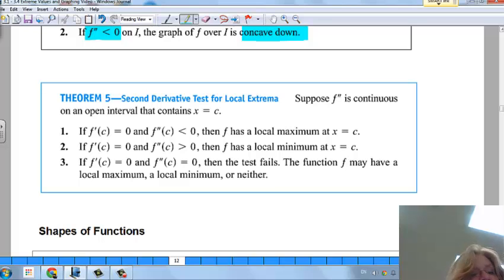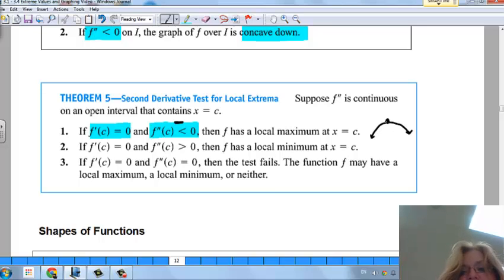And the second derivative test for local extrema. Suppose f double prime is continuous on an open interval that contains x equals c. If f prime of c equals 0, this is a first derivative, and if our second derivative is negative, then that is a local max. Okay? And if you think about it, here is like your max or min, and since everything is below it, this turns out to be a local max because this is concave down. All right? So here's what it would look like, kind of. So that's why it's a local max.